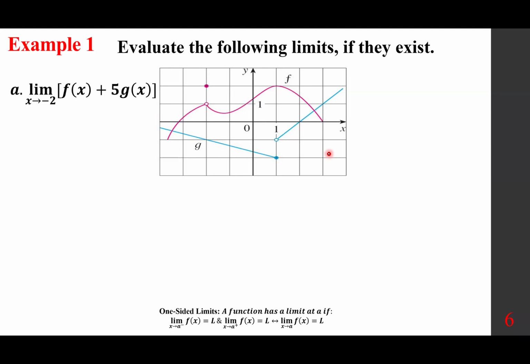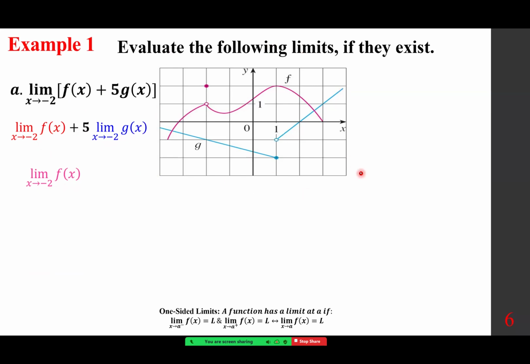In order to answer that, we are going to use the limit laws, and we're going to write this as the limit of f of x as x approaches -2 plus 5 times the limit of g of x as x approaches -2. And therefore, all we have to do is find them individually. For example, the limit of f of x as x approaches -2. All we have to do is look at the graph and figure it out. So what would be the limit of f of x as x approaches -2?